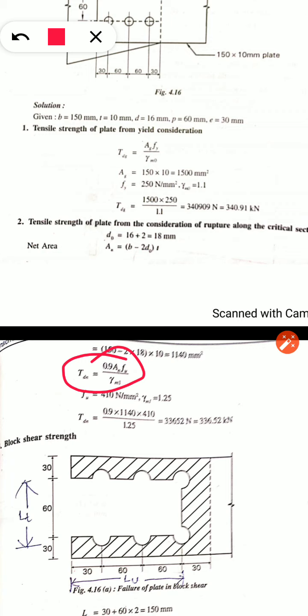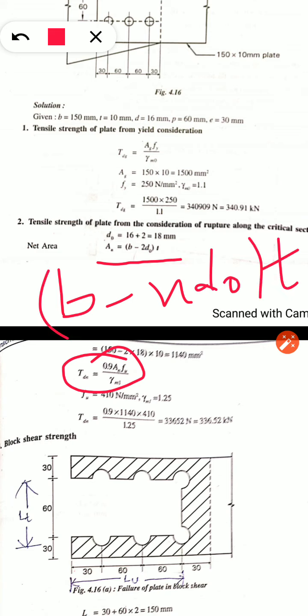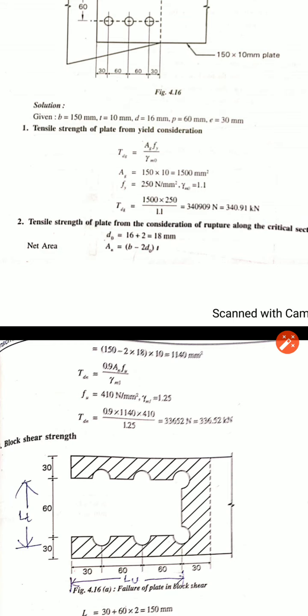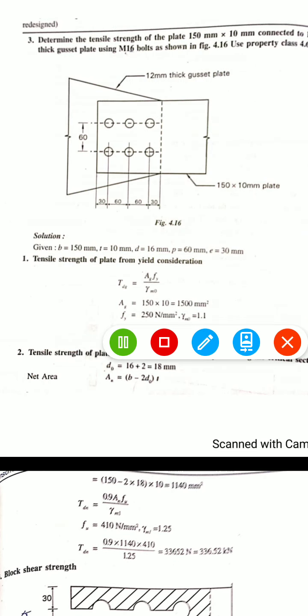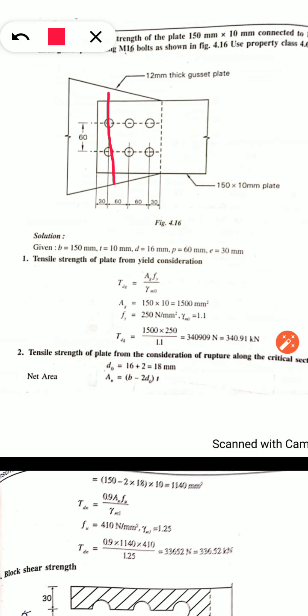So what is An? An is nothing but the net area. Net area is given by the formula (b minus n d0) into t, where n is the number of bolts passing through the critical section. If you assume any section as the critical section, the number of bolts passing through the critical section is 2.